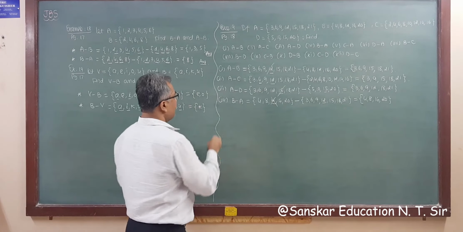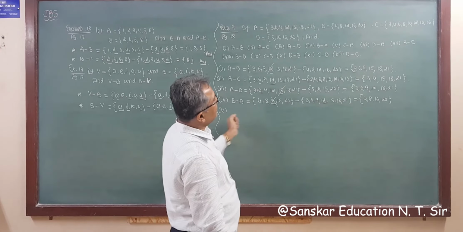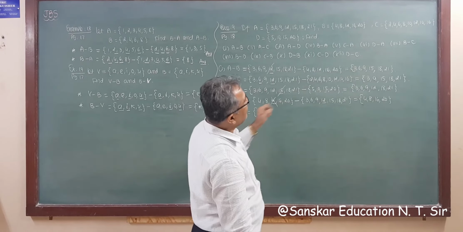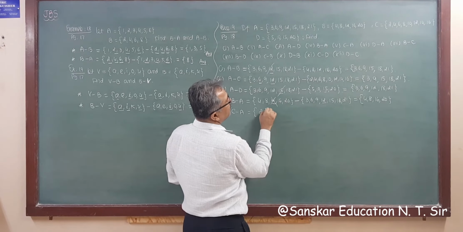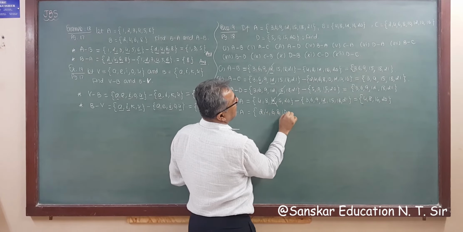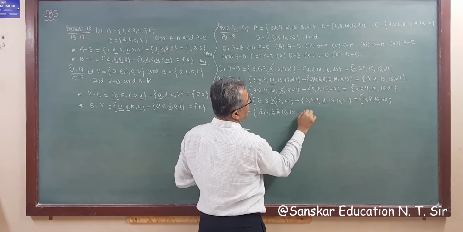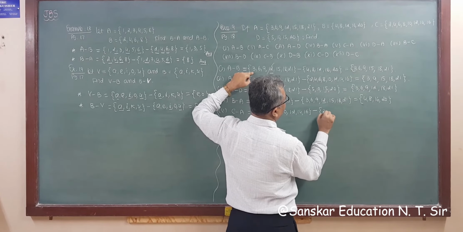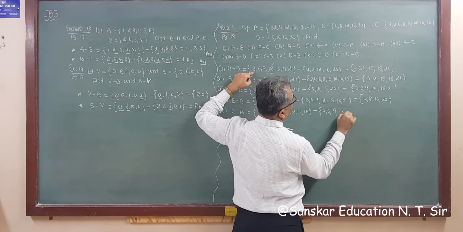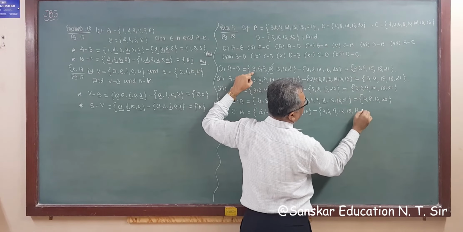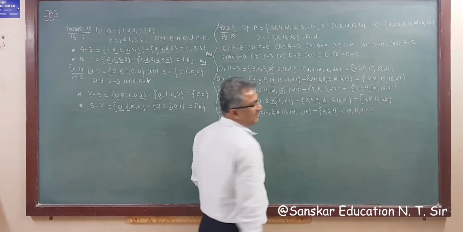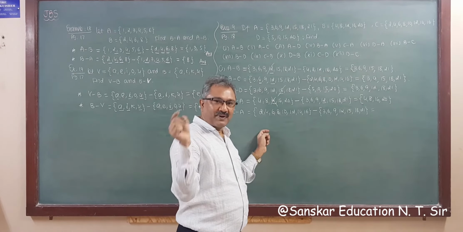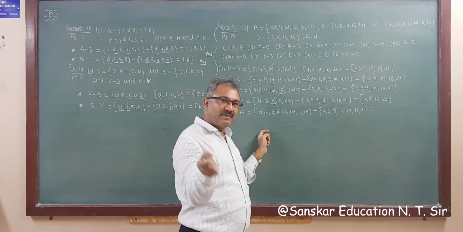Okay? It's clear now? So now question number 5. Question number 5 is C minus A. So set C is 2, 4, 6, 8, 10, 12, 14, 16, minus set A, which is 3, 6, 9, 12, 15, 18, 21. Right? I am again repeating: difference means you have to subtract common elements from the first set.